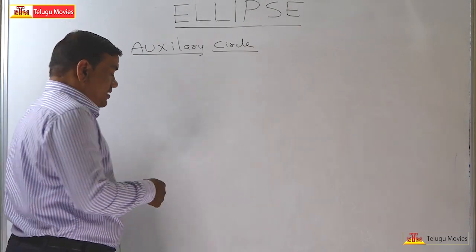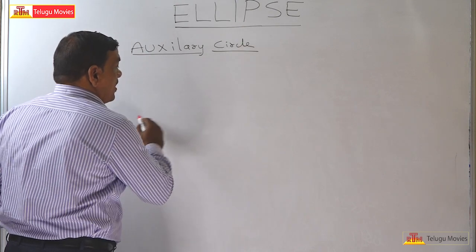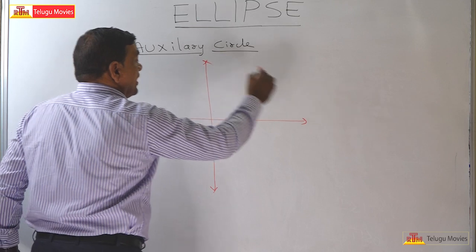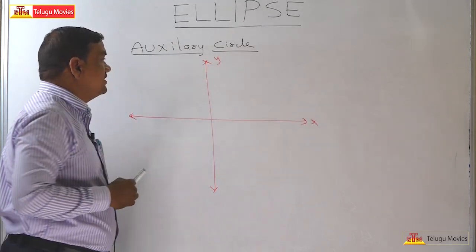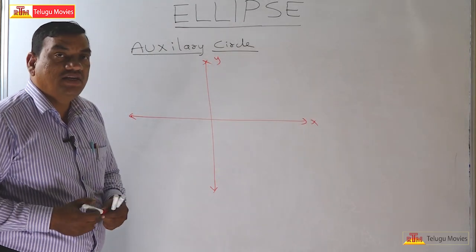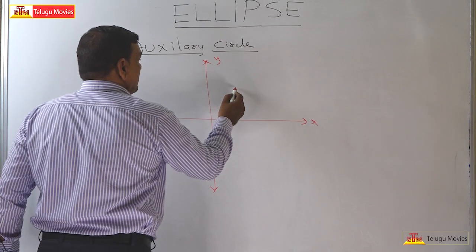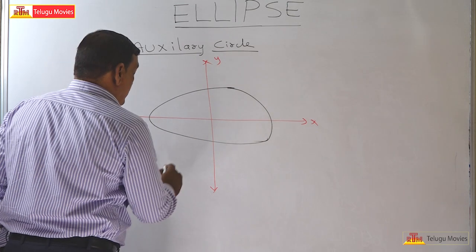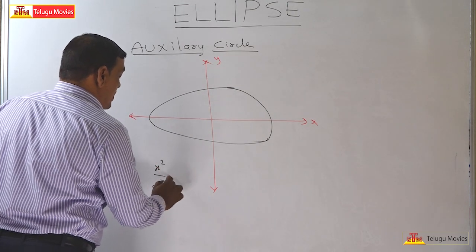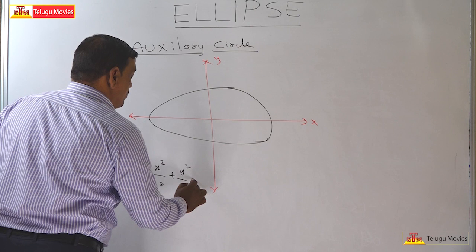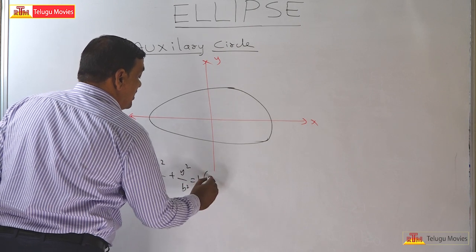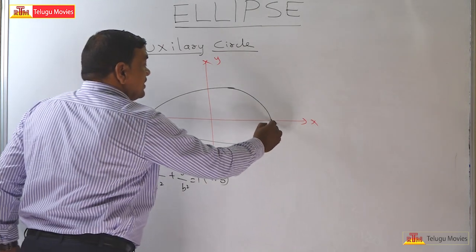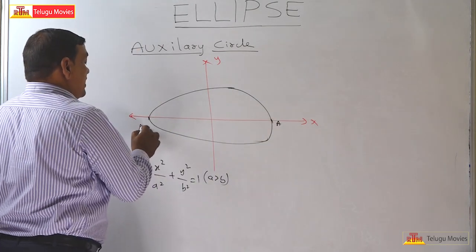First, take one ellipse, here with the x axis and y axis. This is a horizontal ellipse, you can take a vertical one also. So, this is an ellipse whose equation is x square by a square plus y square by b square is equal to 1. Here a is greater than b. So, here you take it as a and here a dash.